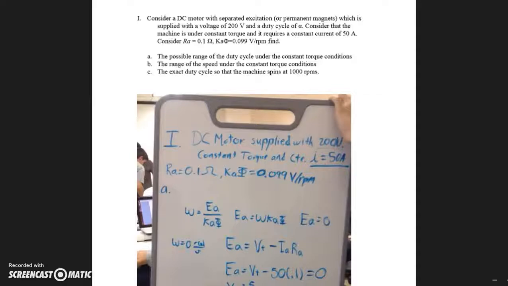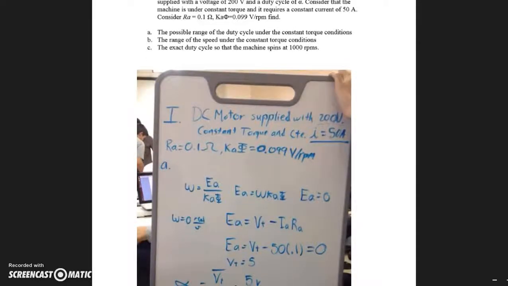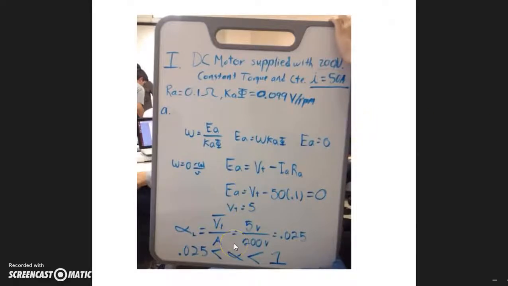We needed to determine the possible range of the duty cycle under the constant torque conditions that we mentioned. So the first thing we needed to do was to find a formula or a way to relate voltage and the duty cycle, which is this formula. But this voltage is the voltage in the terminals, and this voltage is the voltage on the motor. So what we needed to do was to find the expression that relates the voltage in the terminals and the voltage in the motor, and then we substitute the voltage in the terminals over the amplitude of the voltage, and we just get the alpha that was the duty cycle.